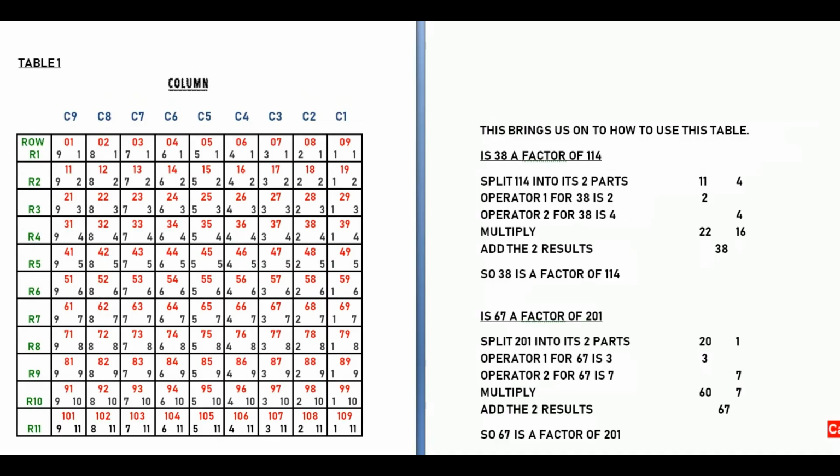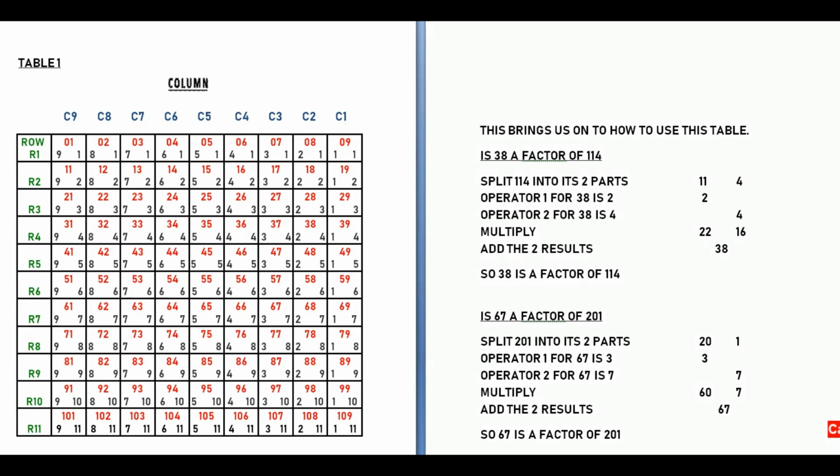This brings us on to how to use this table. Is 38 a factor of 114? Well, split 114 into its two parts, 11 and 4. Operator 1 for 38 is 2. Operator 2 for 38 is 4. And when we multiply out, 11 times 2 is 22, 4 times 4 is 16, which when added together gives 38. So 38 is a factor of 114.